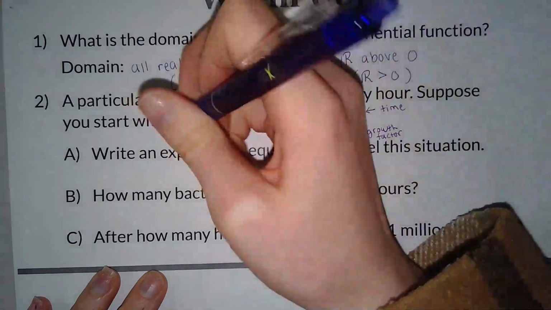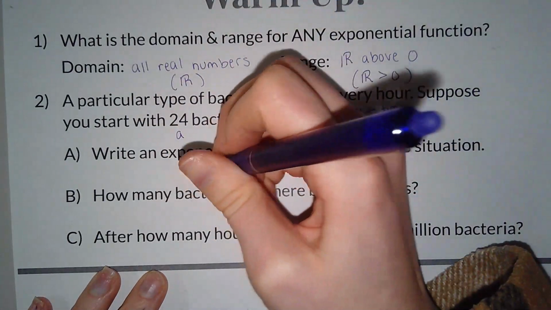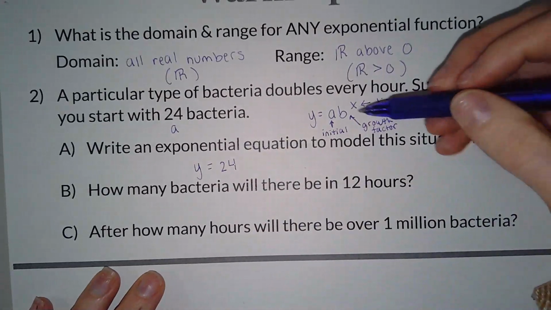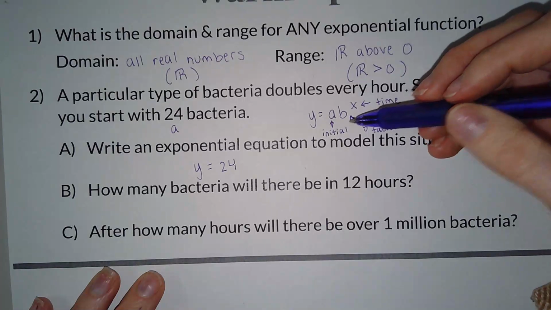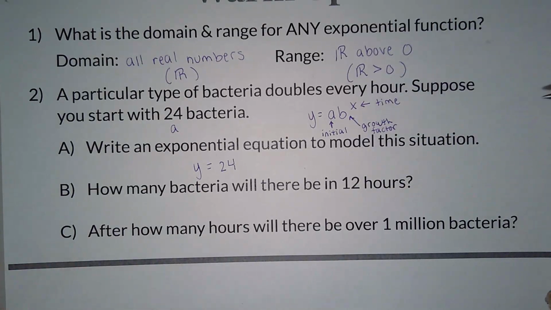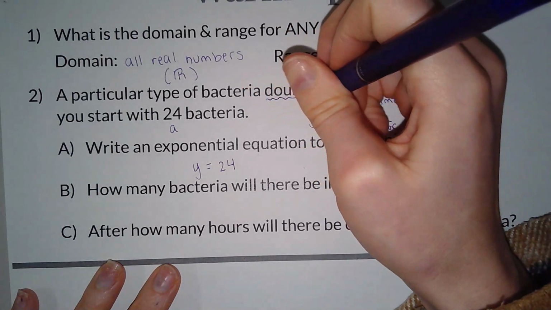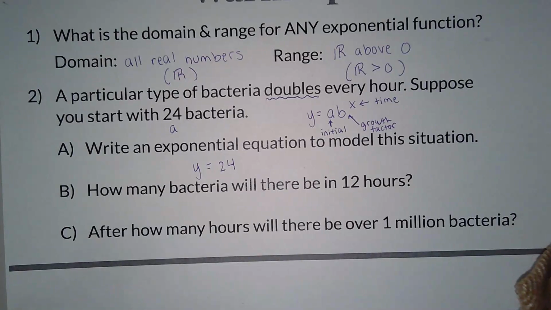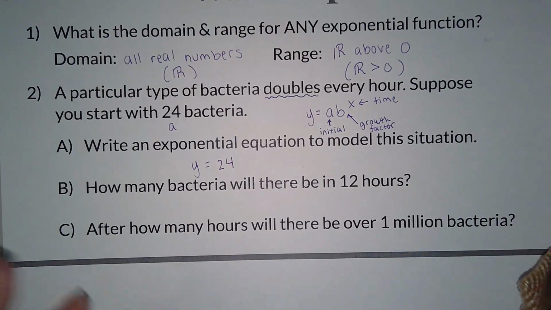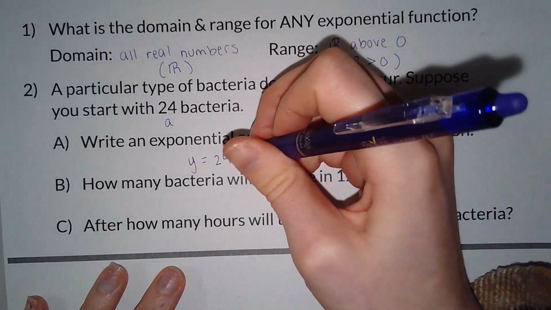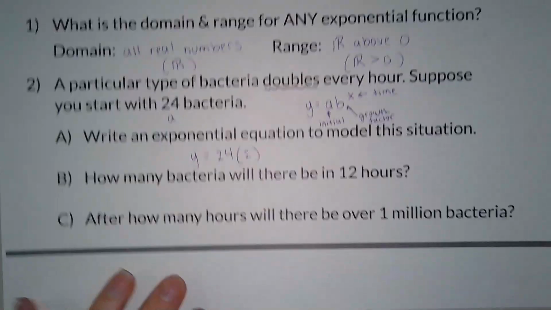So my initial value I see is that 24 bacteria. So I'm going to go ahead and write y equals 24. And then we'll be multiplying by our growth factor. Now in this question, I don't see a percent, but I do see the word doubles. And that's just indicating our growth. So we're growing by doubling. And if we're doubling, we would multiply by 2. And if we're multiplying by 2, I can just put 2 as my growth factor.